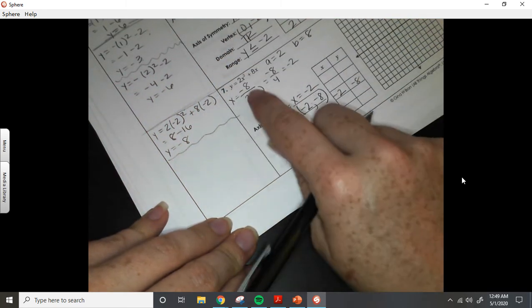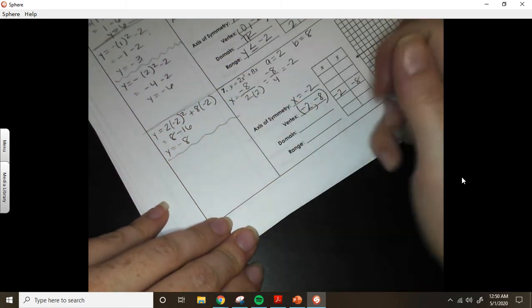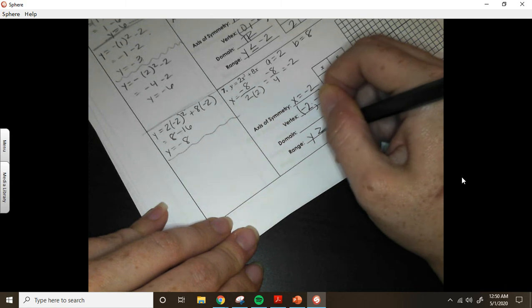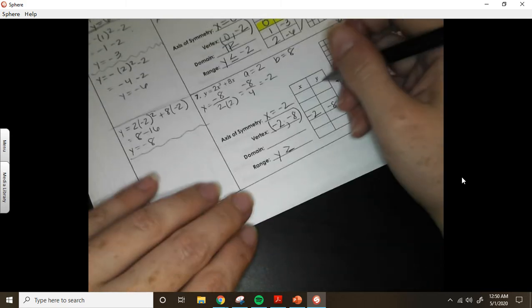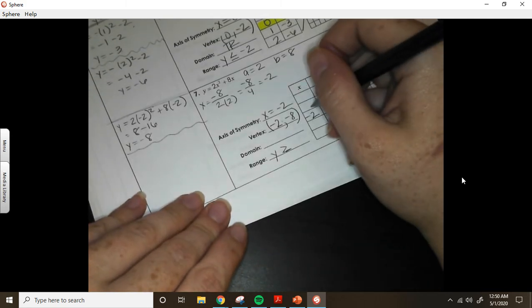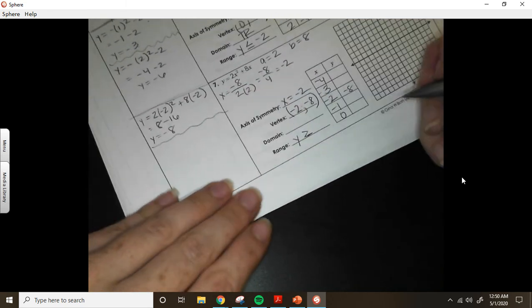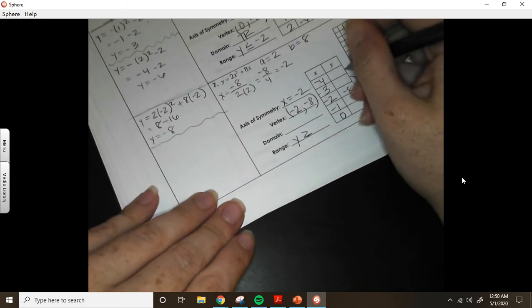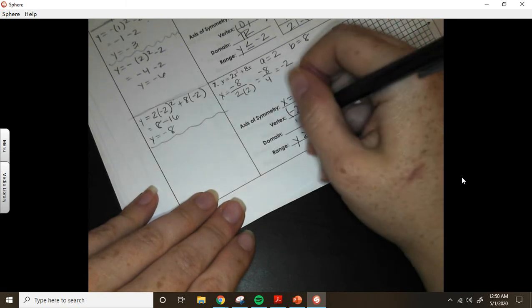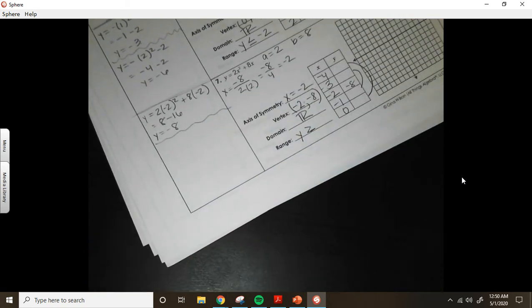This parabola is opening up, so we know our range is going to be greater than or equal to. Let's pick our x values. We're going to go 2 to the left, so -3, -2, -1, and 0. We know that these two are going to be the same and these two are going to be the same, and we know our domain is going to be all real numbers.